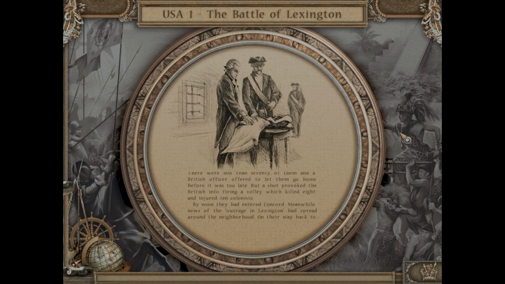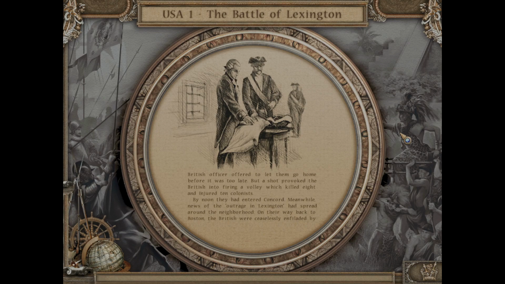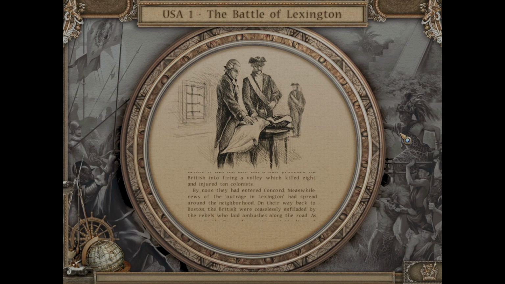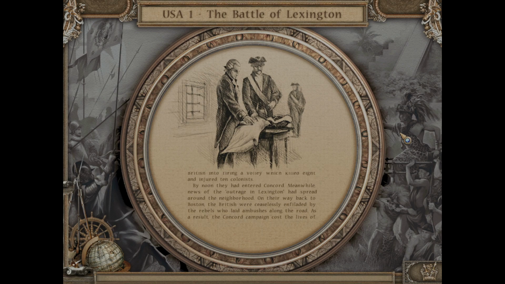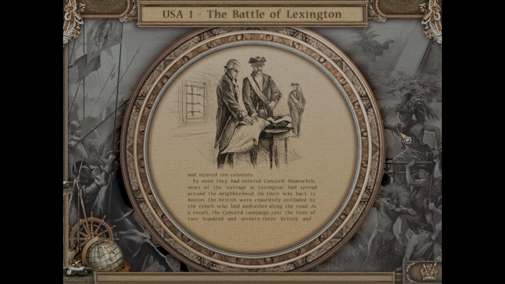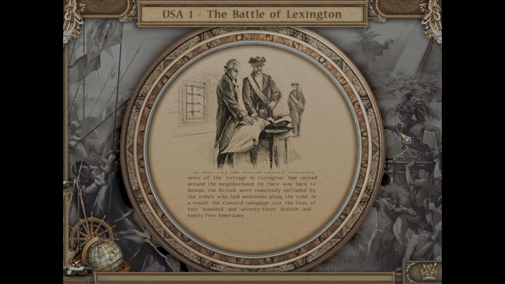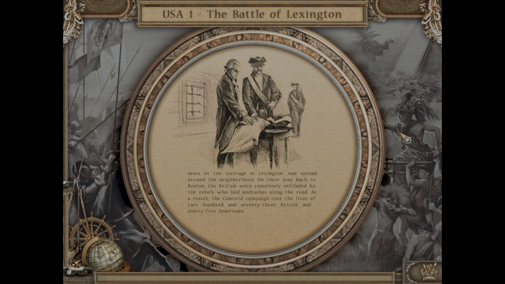By noon, they had entered Concord. Meanwhile, news of the outrage in Lexington had spread around the neighborhood. On their way back to Boston, the British were ceaselessly enfiladed by the rebels who lay ambushes along the road. As a result, the Concord Campaign cost the lives of 273 British and 95 Americans.